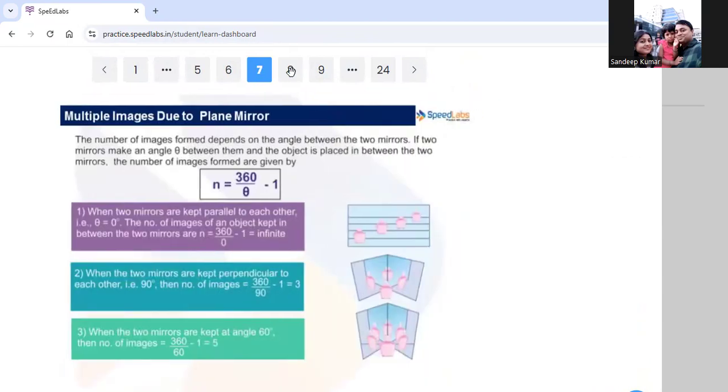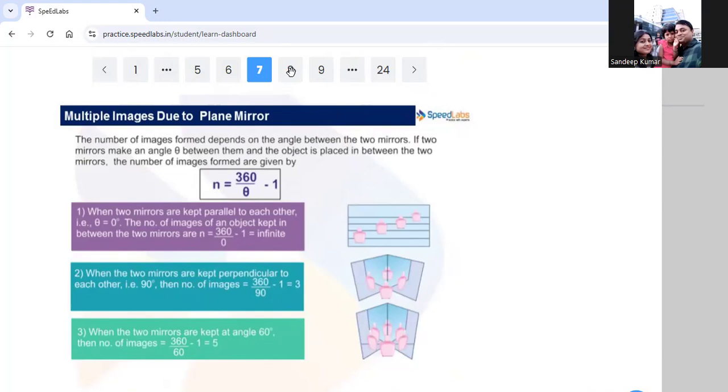Multiple images due to the plane mirror. See children, when you take two plane mirrors and place them at some angle theta, n number of images are formed. There are some rules that you should know. The number of images formed depends upon the angle between the two mirrors. If the two mirrors make an angle theta between them and the object is placed in between the two mirrors, the number of images formed is given by n is equal to 360 by theta minus 1.